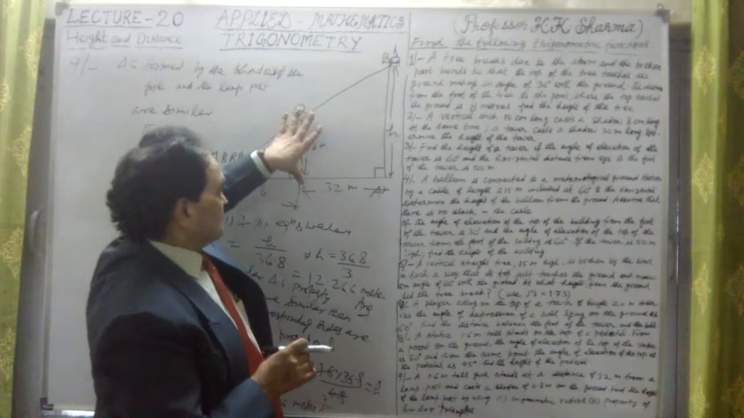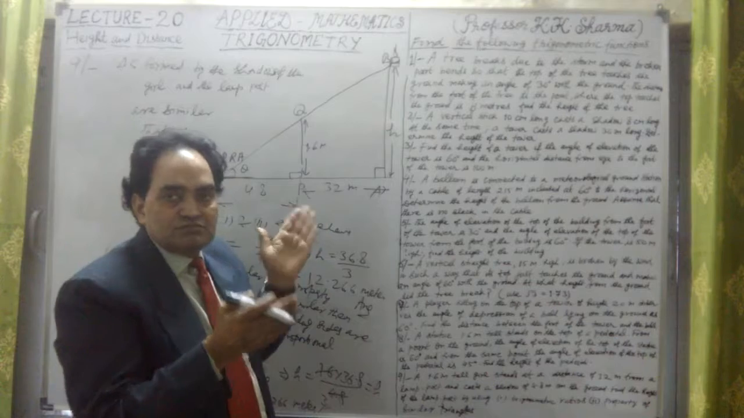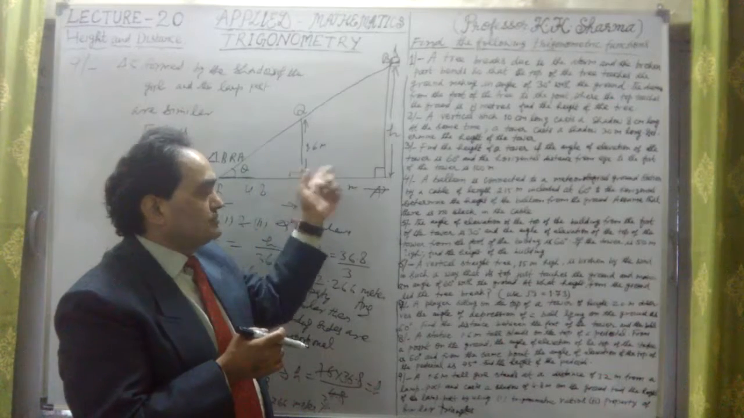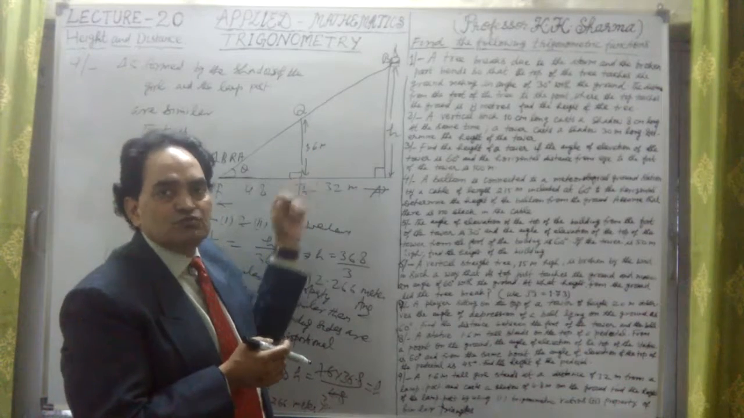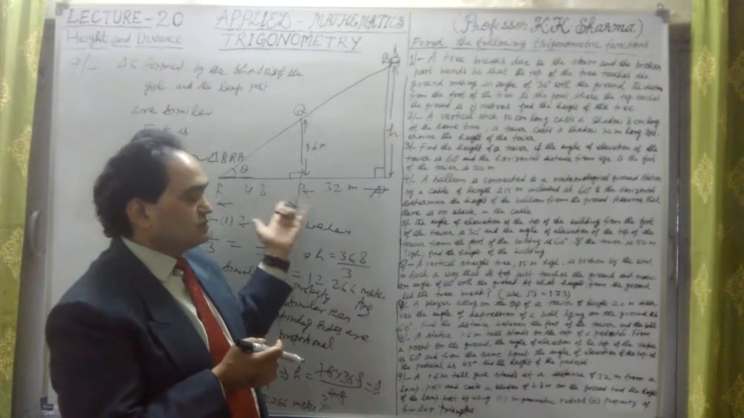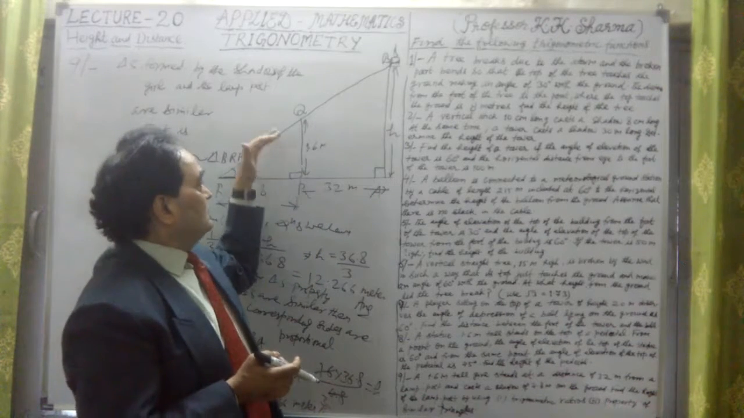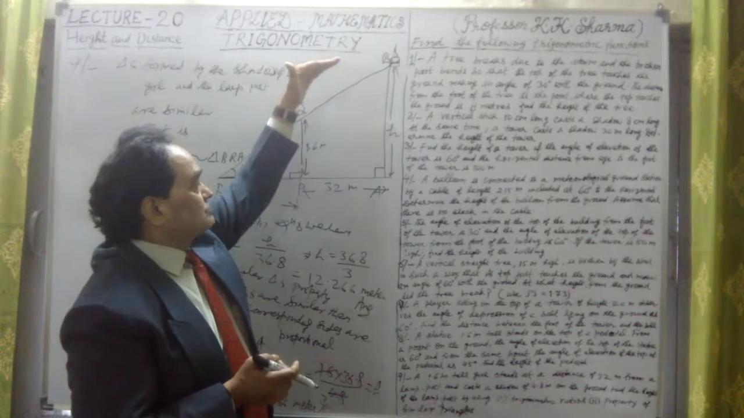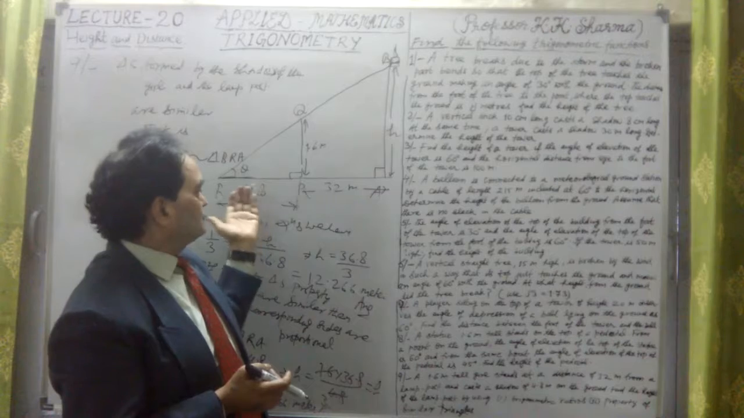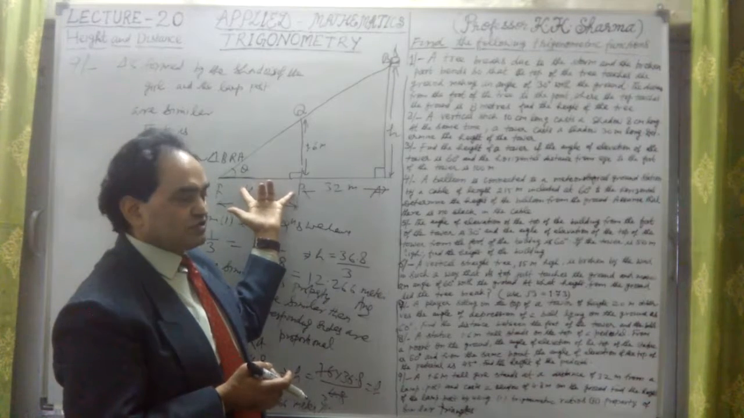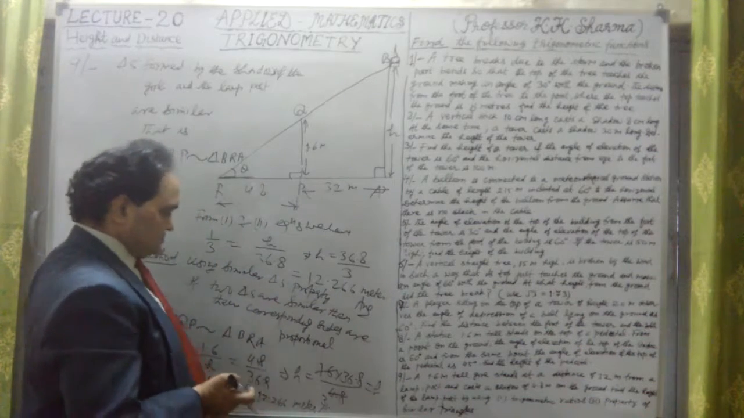Now, the corresponding sides, the height of the girl and the height of the tower, are in proportion. Their ratio will be equal to the ratio of the other two sides. There are pairs of three sides here. This hypotenuse and the total hypotenuse must be in the same ratio, this height must be in the same ratio, and the base of this triangle and the base of the bigger triangle must be in the same ratio. So that must be equal.